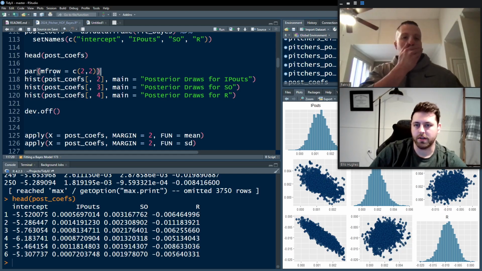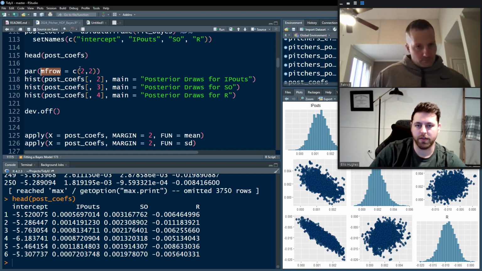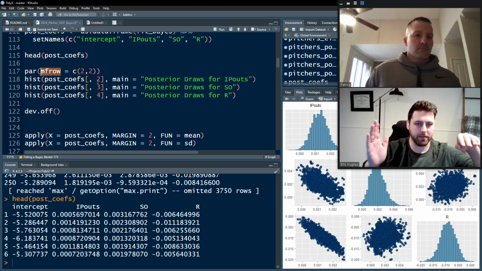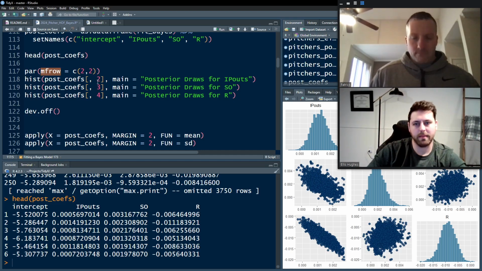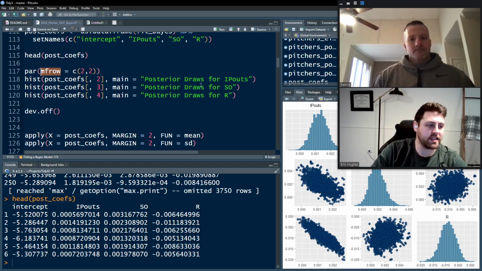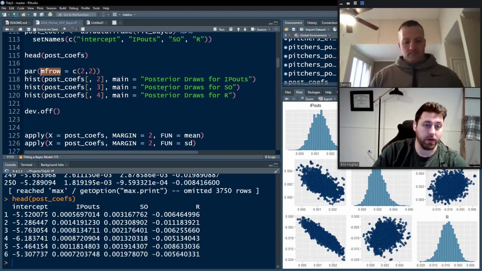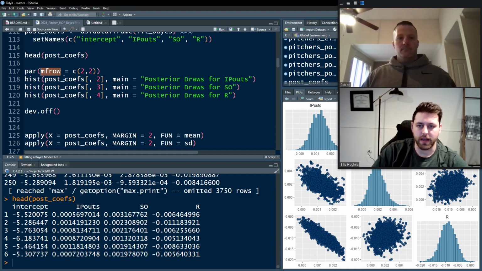Let's do it. All right, so first we're going to set up par and set mfrow to be 2 by 2. What this means is we're going to be able to plot two plots by two plots in a grid, basically. And we're going to look at the histograms of the various draws. So first we're going to do hist of the posterior IP outs. So in order to do that, we need to pull out the second column of post coefs, right?